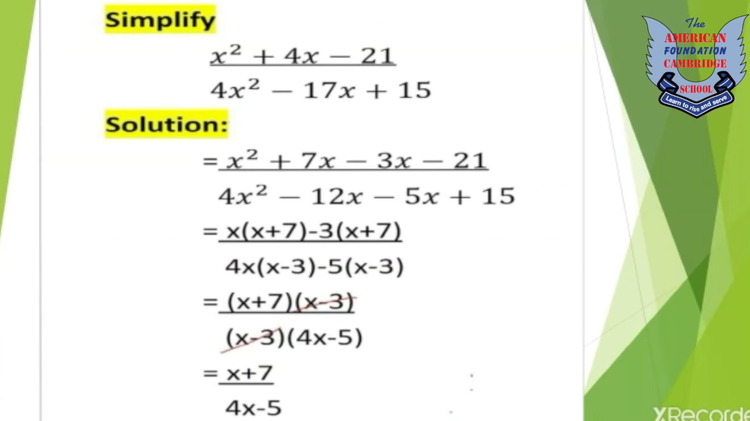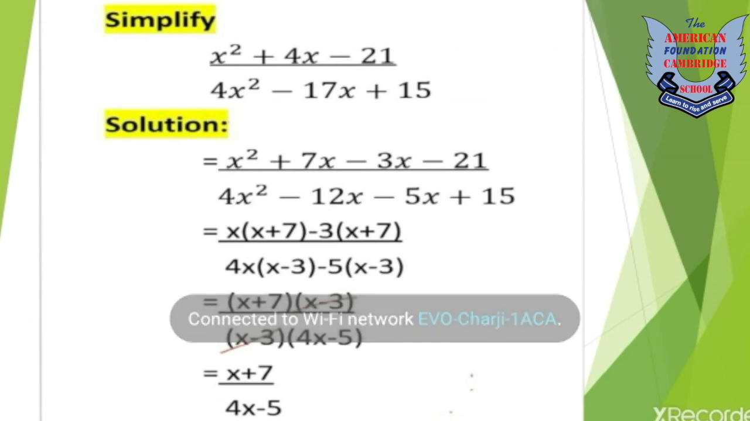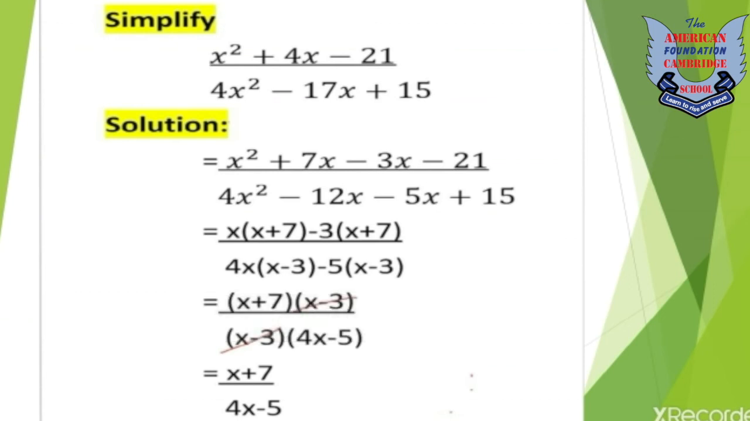Simplify x square plus 4x minus 21 upon 4x square minus 17x plus 15. We have quadratic expressions in both the numerator and denominator of this fraction, and quadratic expressions can be factorized by breaking their middle terms. The numerator x square plus 4x minus 21 can be factorized by breaking its middle term 4x into two terms, plus 7x and minus 3x. Similarly, the denominator 4x square minus 17x plus 15 can be factorized by splitting its middle term minus 17x into two terms, minus 12x and minus 5x.